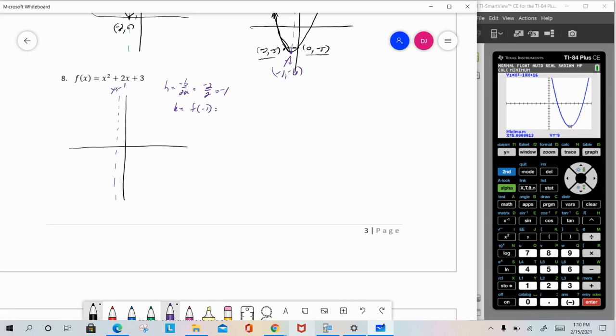we're going to do f of -1, which is -1 squared plus 2 times -1 plus 3. That's 1 minus 2 plus 3. Notice that that's +2. So my vertex here is the point -1, 2. And a is positive, so my parabola is concave up.